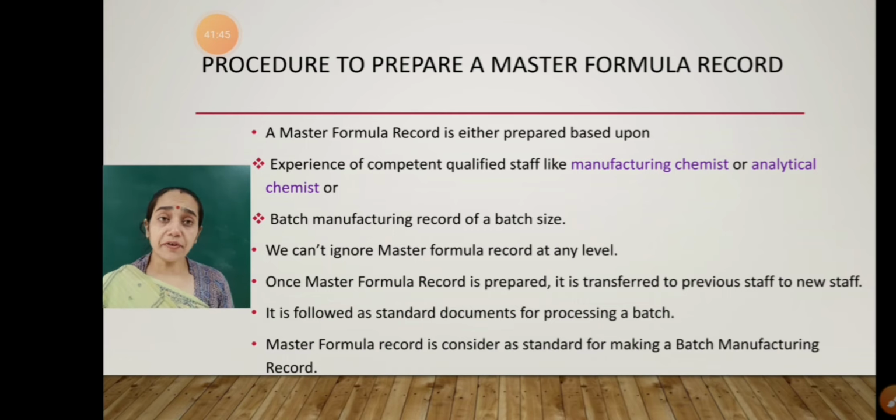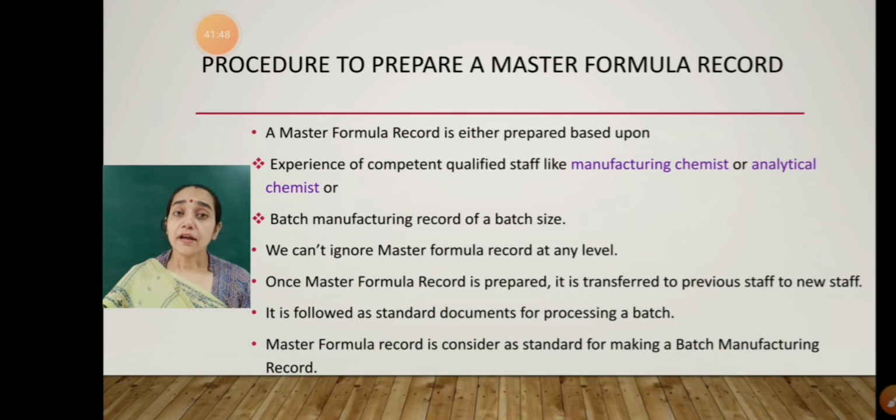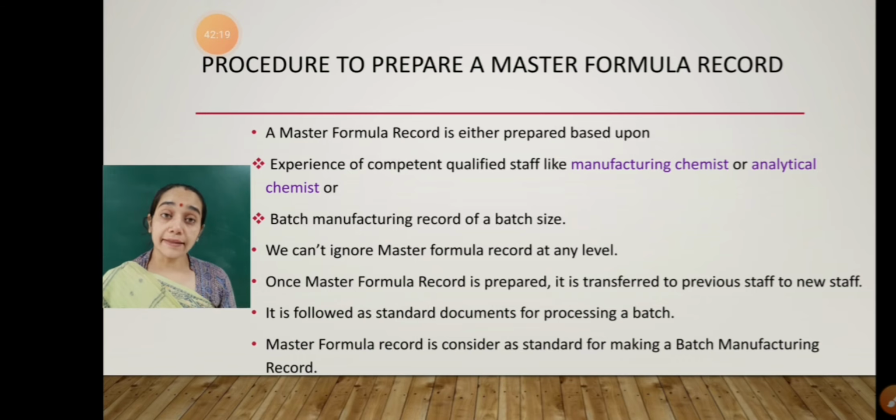Then if I ask whether this master formula record is required or not, means if we require the production of a product in a repetitive and uniform pattern, is there a requirement that it should be used, or is there no requirement? I will say we can't ignore the master formula record at any level. These master formula records will be used, either for a particular precaution, a particular process, or a particular monitoring.